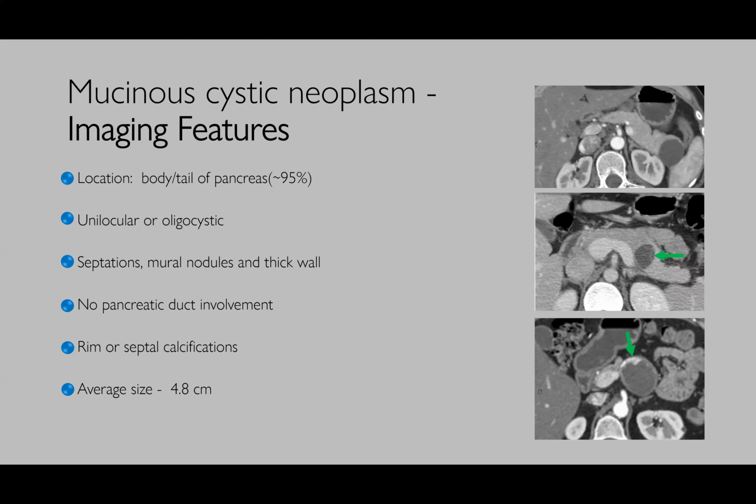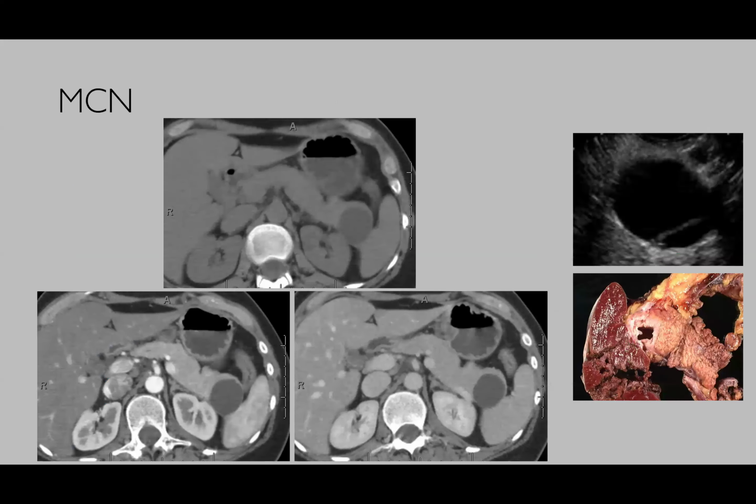You may see internal septations. These can be thick or thin. You may have some nodularity or thickening of the wall. Often there is no involvement of the pancreatic duct. If you do see that the pancreatic duct is dilated, then that is an indication that there may be an underlying malignancy. You may see calcifications. Typically, these are in the wall. Occasionally, you can see some calcifications along the septa too. The lesion usually has an average size of around 4.8 centimeters.